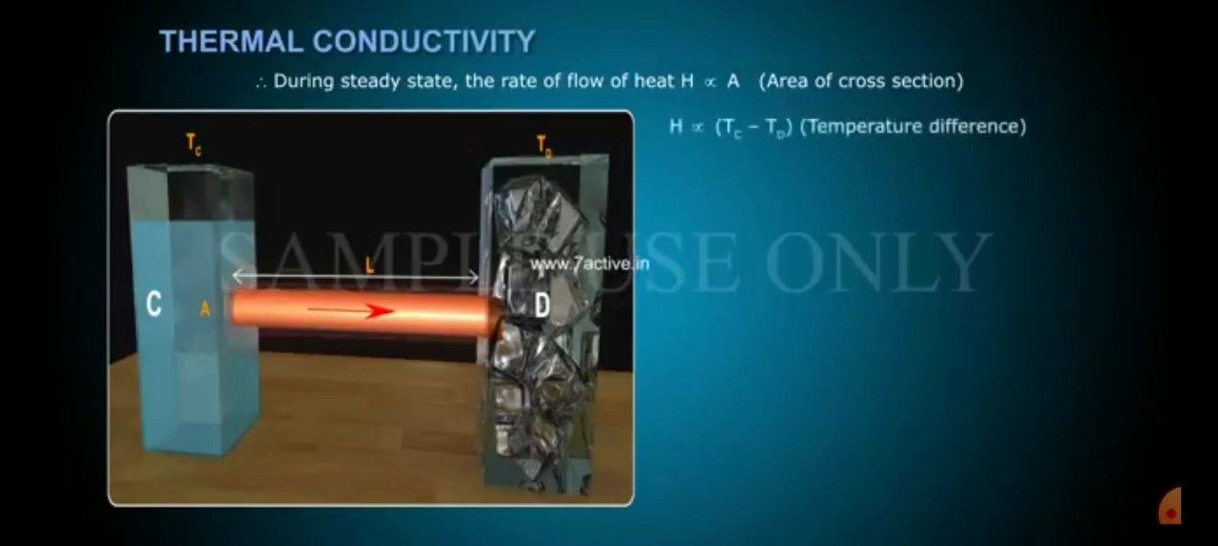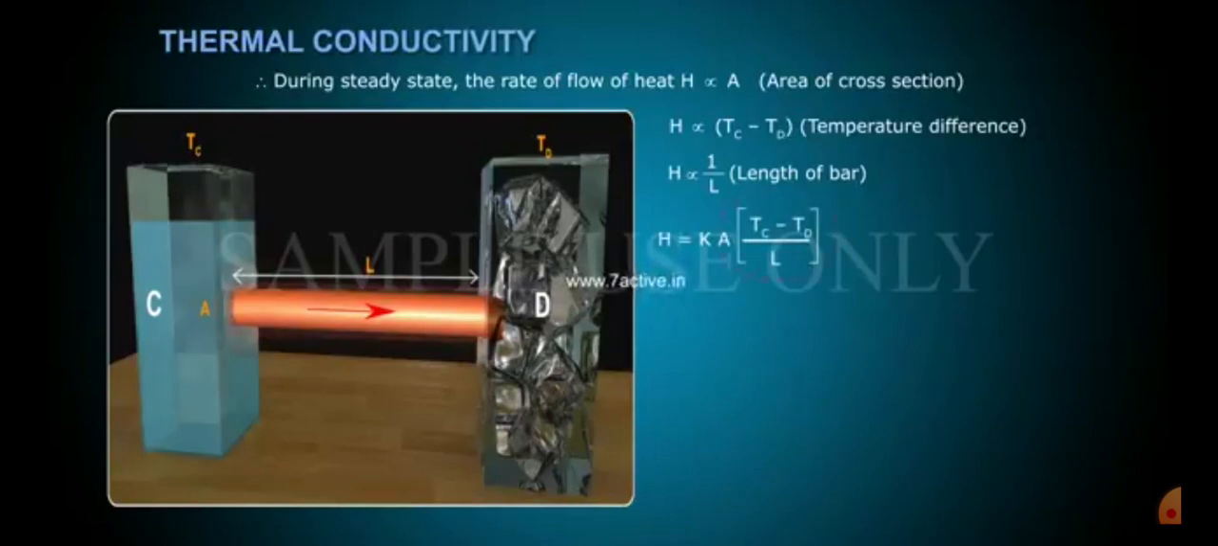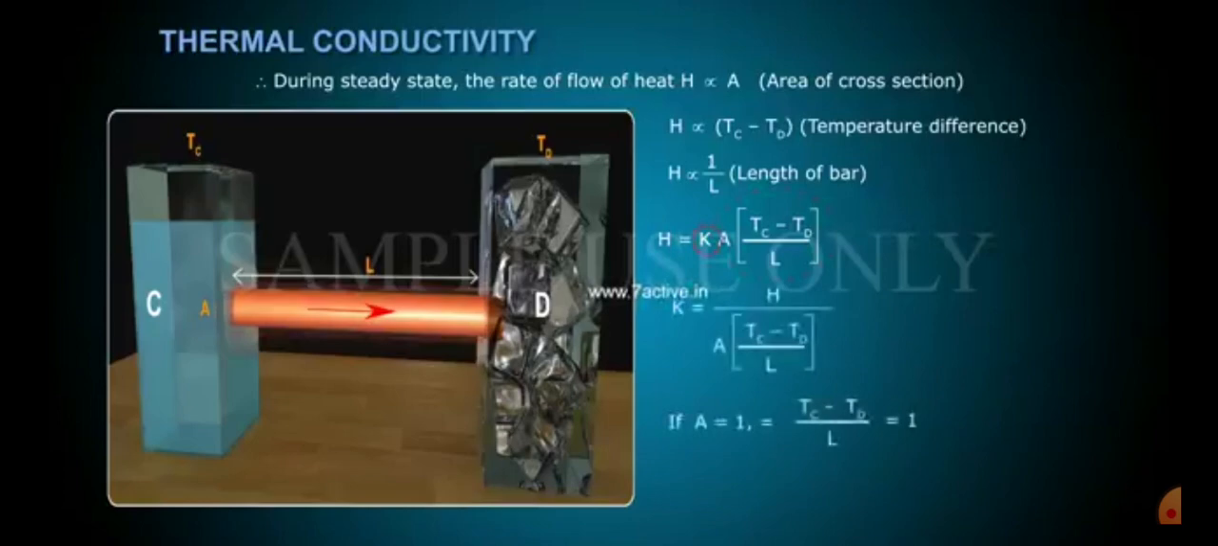H is directly proportional to Tc minus Td, the temperature difference. H is directly proportional to 1 by L, the length of the bar. H is equal to KA into (Tc minus Td) by L, where (Tc minus Td) by L is called the temperature gradient. The constant K is called the coefficient of thermal conductivity of the material of the bar.